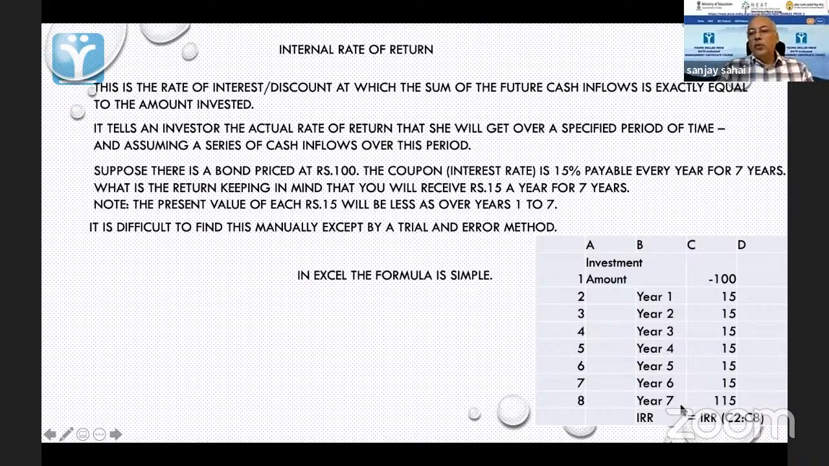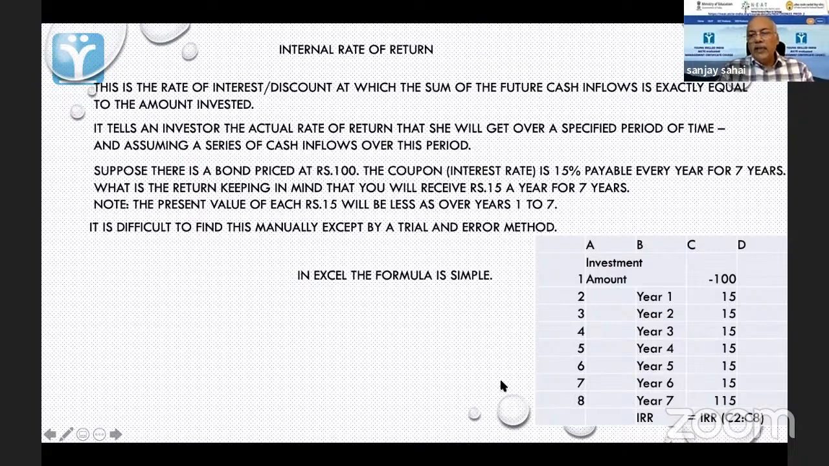From years 1 to 7, I am getting 15 rupees. But remember, I am getting back the 100 rupees in the 7th year, because the company said that we will be redeeming the bond in the 7th year. The bond has a life of 7 years. They took money from you, they invested it in the company, they paid you interest over this period of time. And what did you get? And you will get back this money in 7 years, and along with interest over that period.